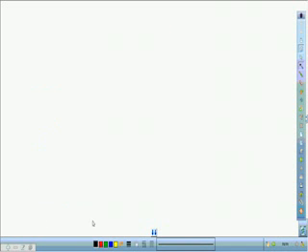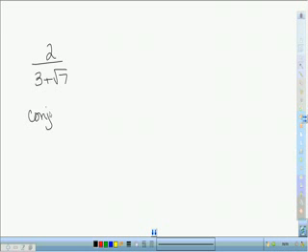Okay, one more rationalizing the denominator. If I have 2 divided by 3 plus the square root of 7, here I'm looking for what's called the conjugate. The conjugate is what we will multiply to the numerator and the denominator.